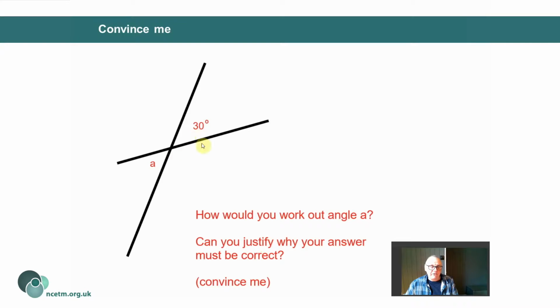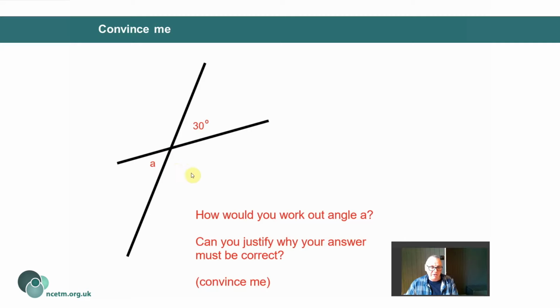When I give this to students, often they'll tell me that this is 30 degrees, and I ask them why, and they say because their primary teacher taught them it. But I want them to convince me. I want them to actually convince me why this is 30 degrees. So they can work out this angle, because the angle in a half turn equals 180, and then they can go on to work out this angle, because these two angles sum to 180 degrees, and then they can see that these two must be equal to each other.